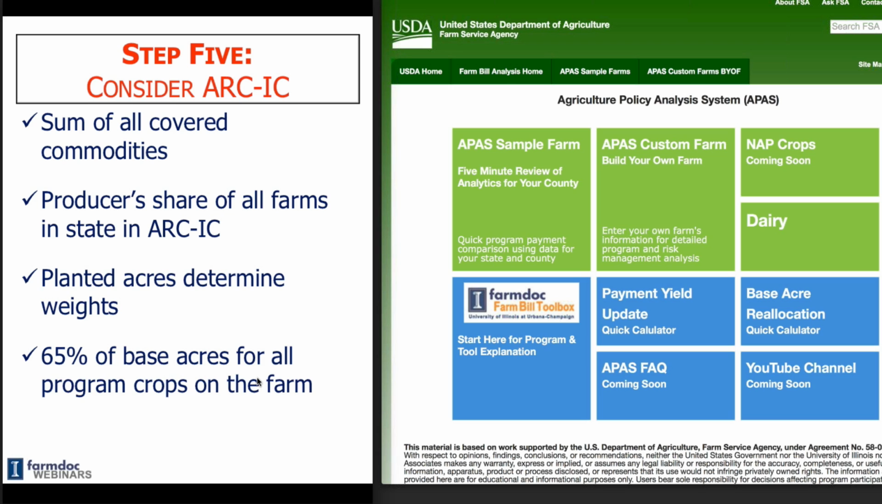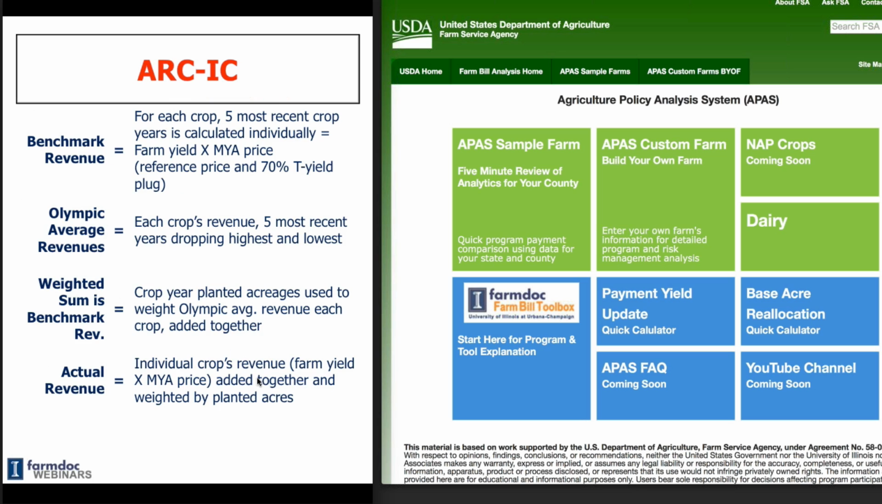Couple other considerations for this. Again, as Nick pointed out, we're dealing with the sum of all covered commodities with base acres on that farm. We also want to note that the producer's share of all farms in the state that are also enrolled in individual ARC will be calculated together. And finally, the planted acres determine it, but the big issue is that you're paying on 65% of the base for all of the program crops on the farm. Keeping in mind that ARC County is 85% of the base for the crop, PLC is 85% of the base for the crop, but ARC Individual is 65% of the base for all the crops.